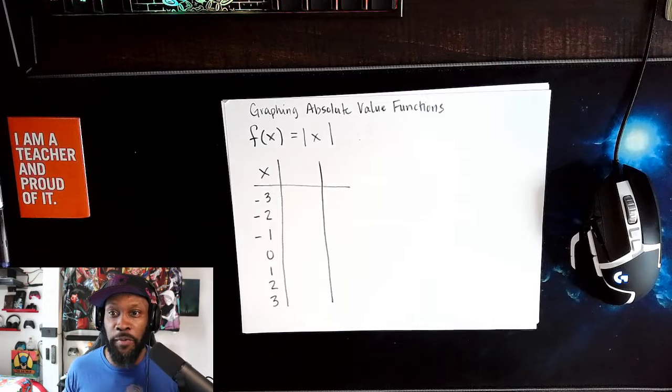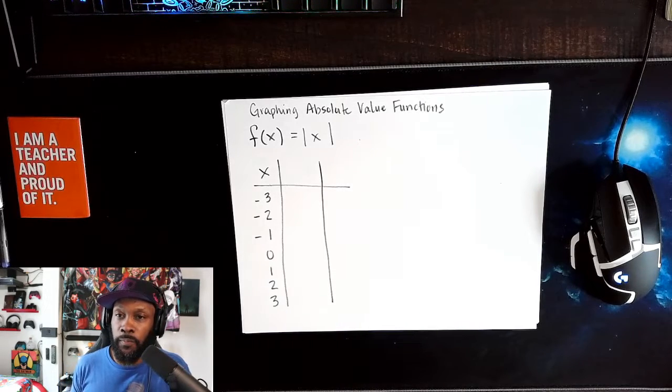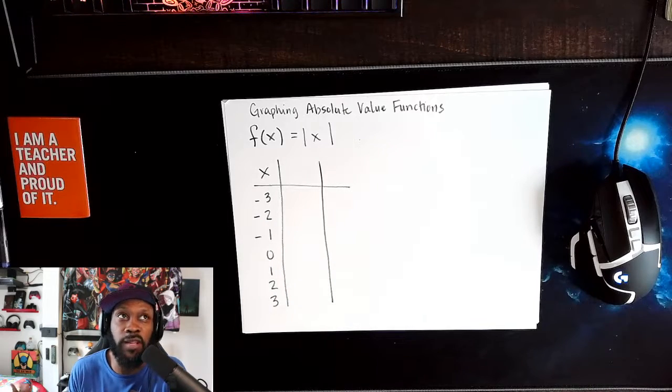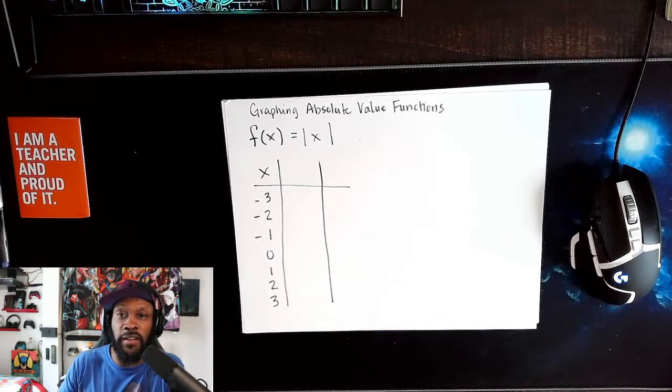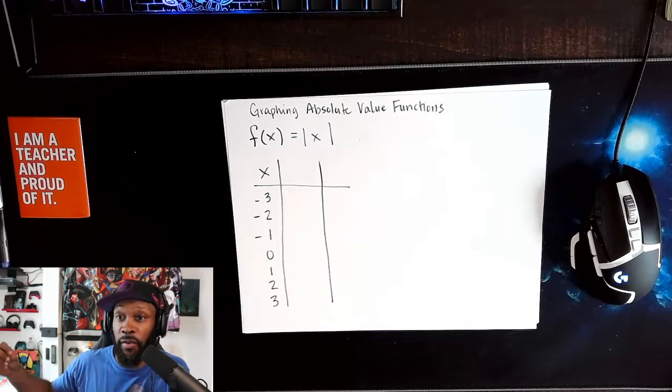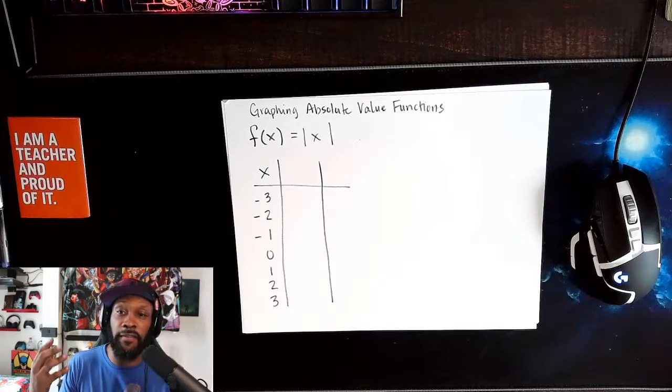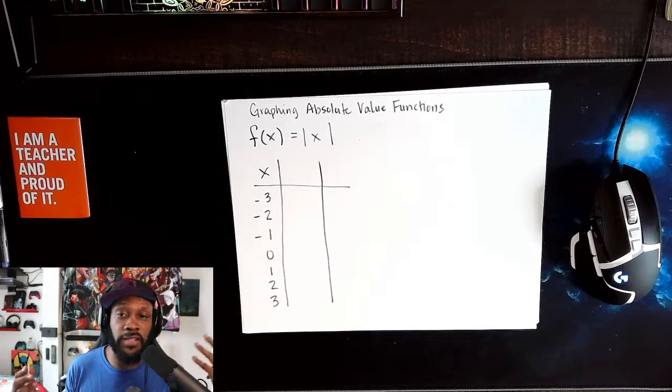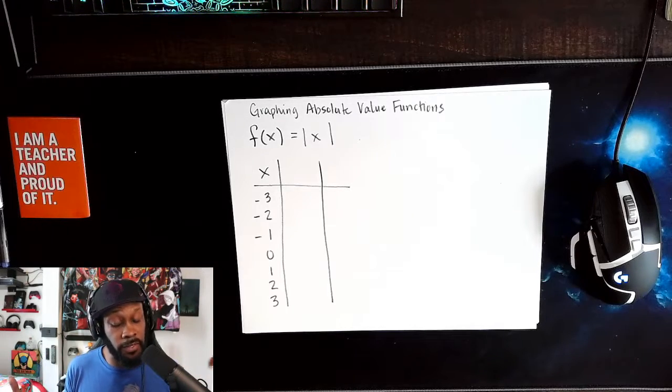Okay, let's just dive right into it. Hey everybody. All right, so let's just remember, we're going to graph absolute value functions. We've talked about absolute value before, right? Absolute value only cares about the distance from 0. So if you have a -3, the absolute value of -3 is 3. The absolute value of 3 is 3.